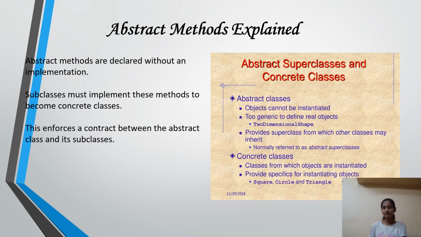How can abstract methods be explained? They can be declared without an implementation. Subclasses must implement this method to become concrete classes. This enforces the contract between the abstract class and its subclasses.